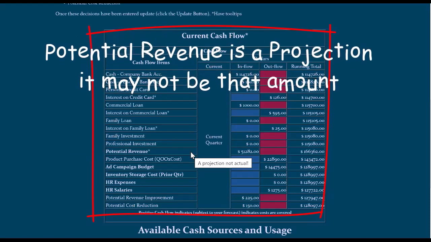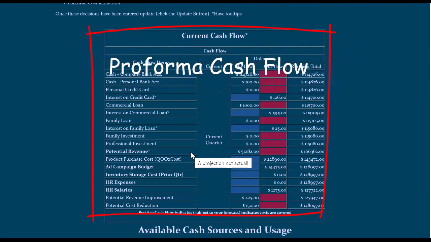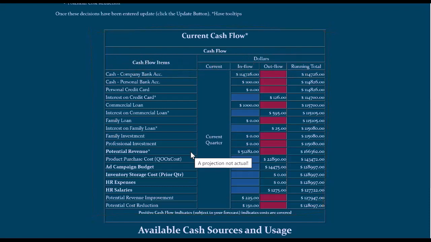So as you can see, in this pro forma cash flow, we are looking at $51,282 in potential revenue. Now, we may end up selling no units at all, which means our cash flow is not going to have those funds in the flow. We will not receive those revenue items. On the other hand, the purchase, in this case here, we are actually going to be paying $22,890 for the number of units we have ordered.